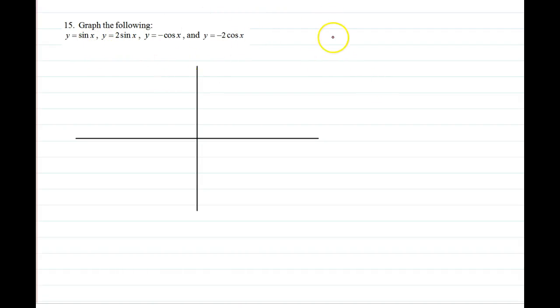Alright, for number 15, we're going to do some graphing. And so you can always refer back to your unit circle. 1, 0, 0, 1, negative 1, 0, 0, negative 1. The first is our cosine values. Then our sine values.